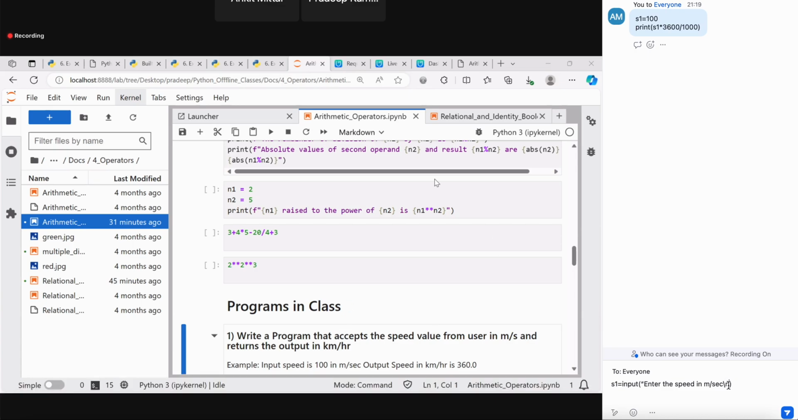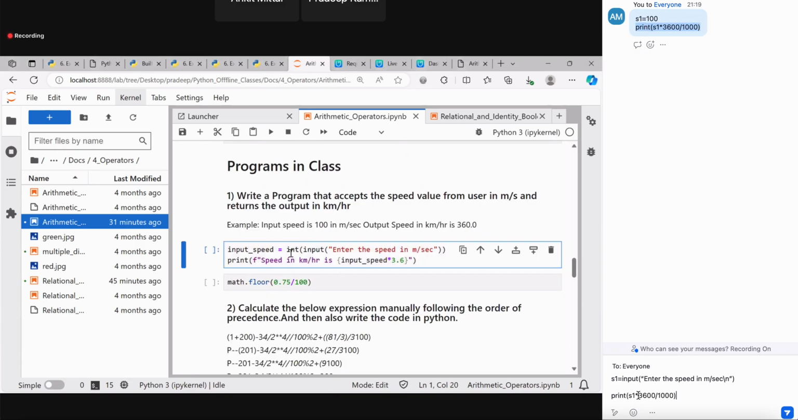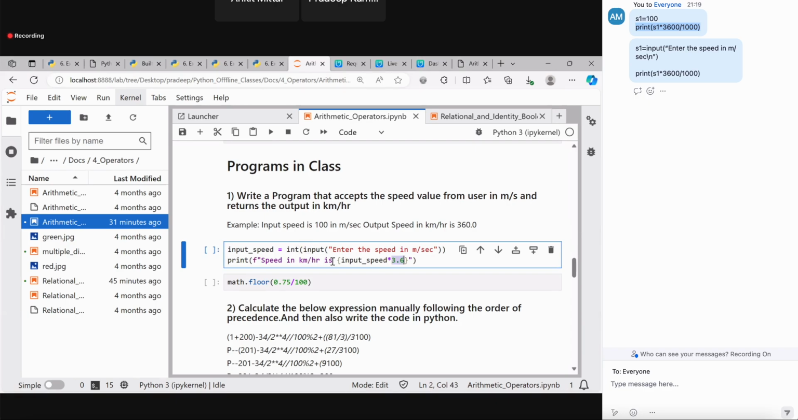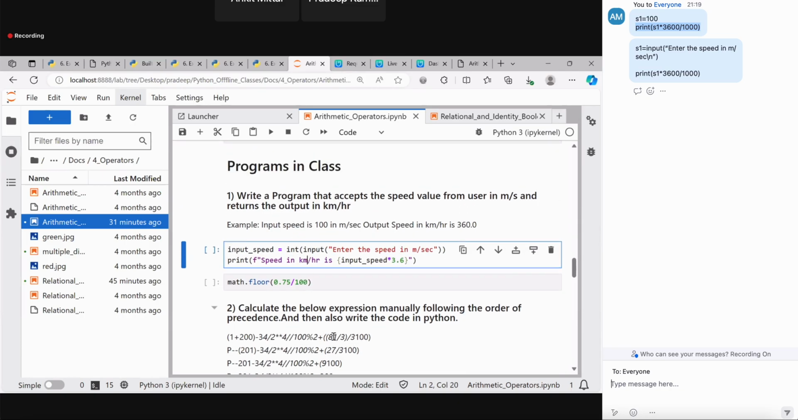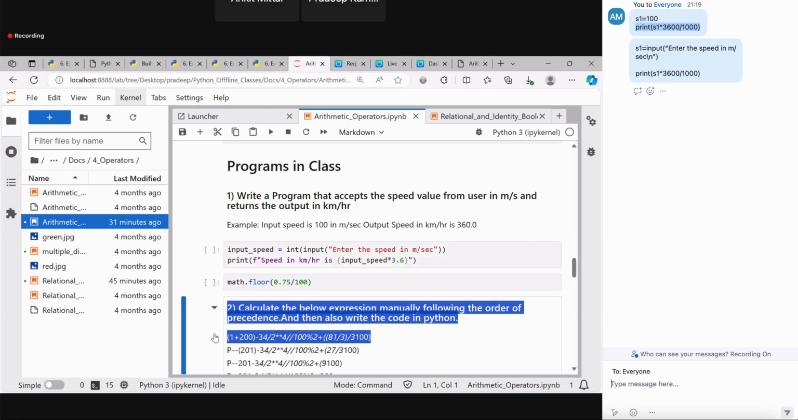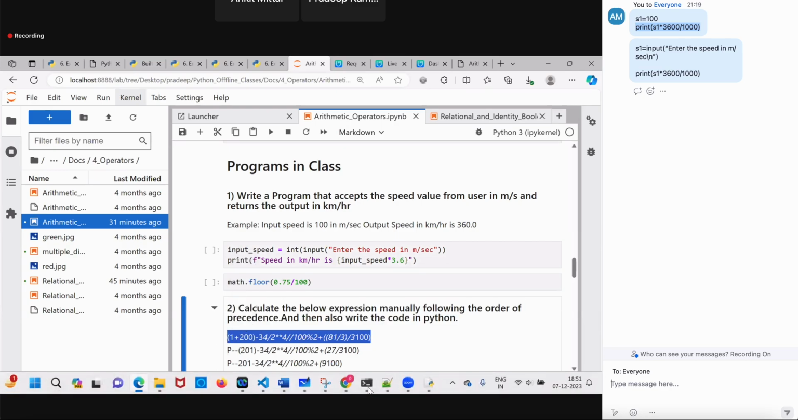Okay, no problem. I think five minutes over. So your logic is correct. Let us just see. I took it like this: int of 600 by 1000. That is perfectly fine, so then you will get the output in kilometers per hour. And then this is another expression. Now we have done it together, so now you will do it by yourself.